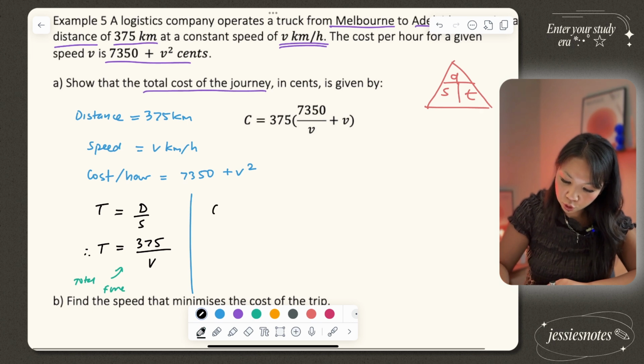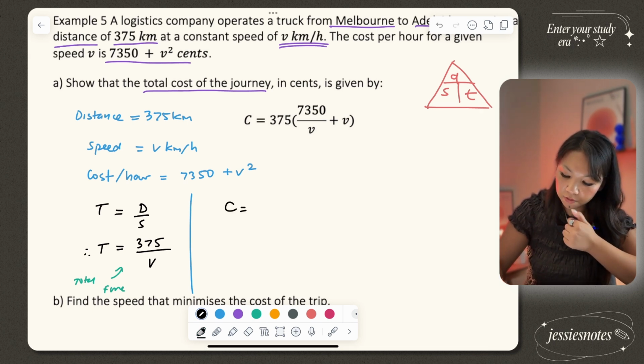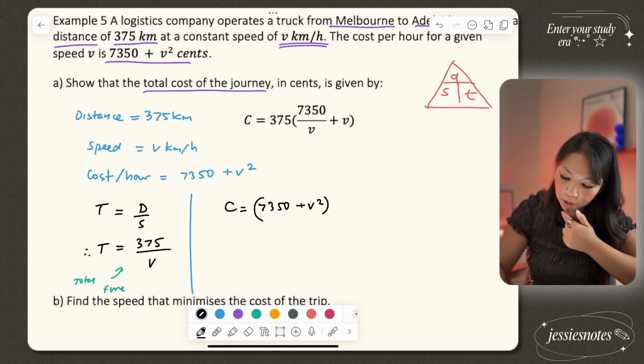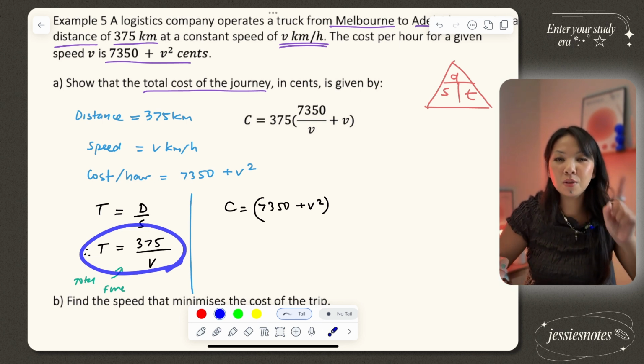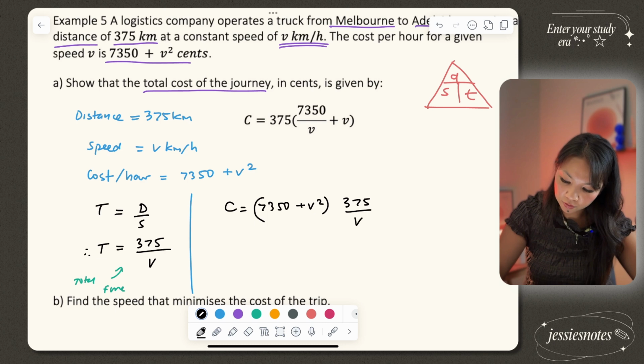So if I want the total cost of the journey, C, that's going to be given by the cost for 1 hour multiplied by the total time. So that's 375 over V.